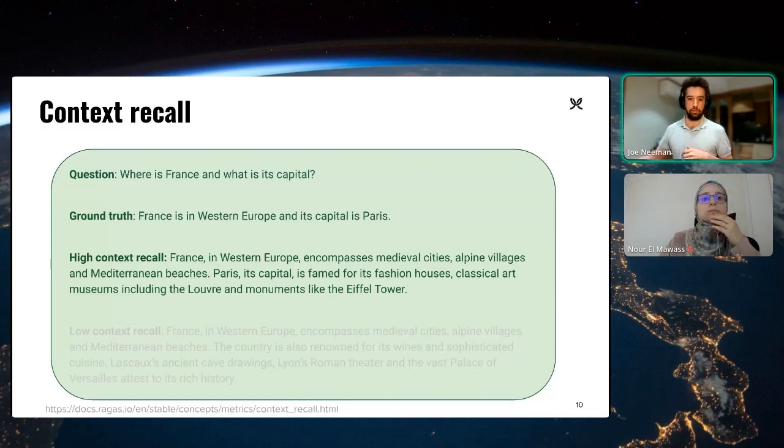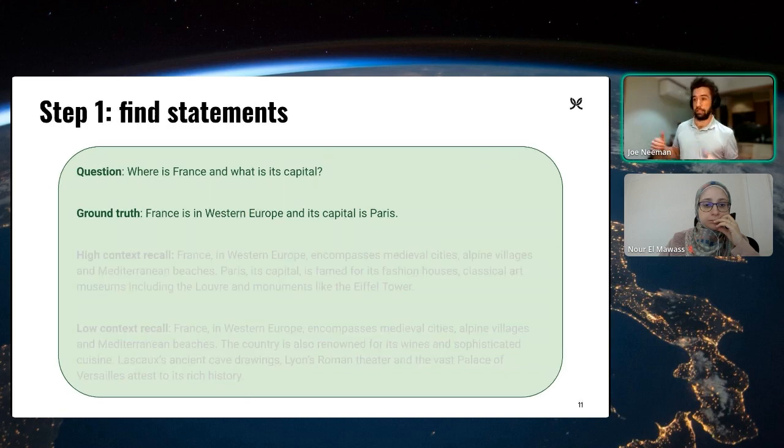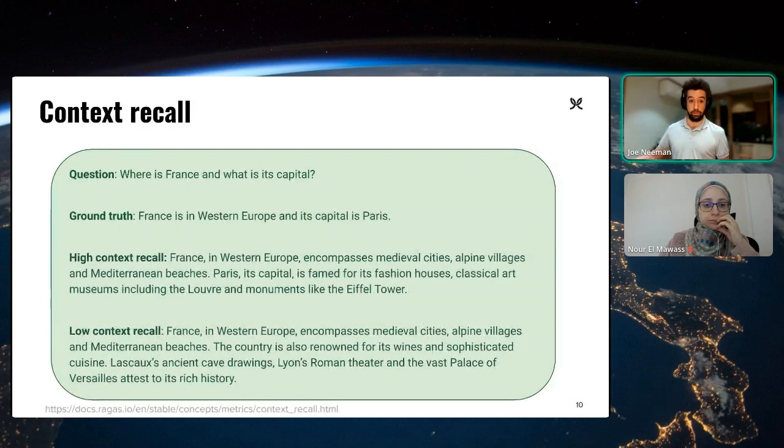The first context is, France in Western Europe encompasses medieval cities, alpine villages, and Mediterranean beaches. Paris, its capital, is famed for blah, blah, blah. That's one kind of context that you might get. Now, here is another context. It could say France in Western Europe encompasses medieval cities, alpine villages, and Mediterranean beaches. The country is also renowned for its wines and sophisticated cuisine, blah, blah, blah. Two different contexts. Let's see how they compare as far as context recall goes.